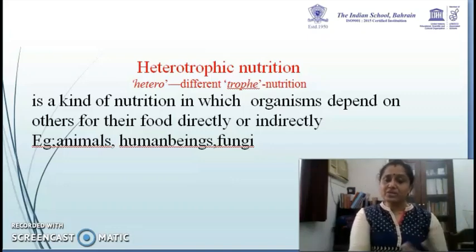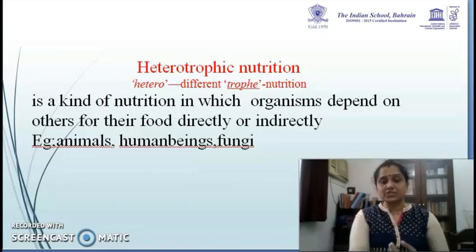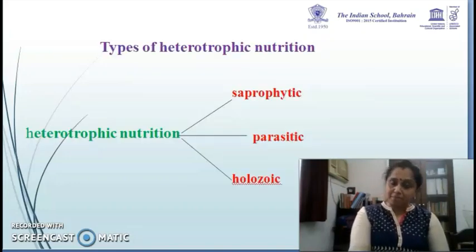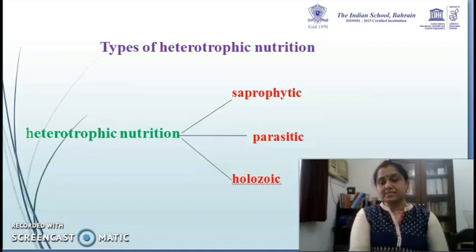So the way by which food is taken in and how it is used, based on that, there are three different types of heterotrophic nutrition: saprophytic nutrition, parasitic nutrition and holozoic nutrition. Let us see these three in detail.